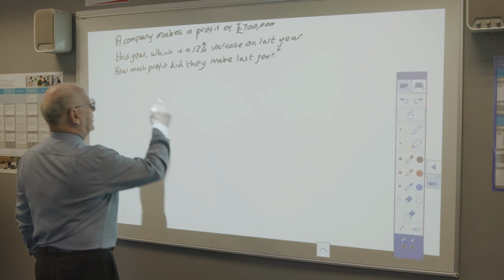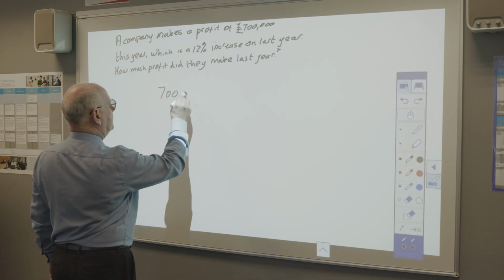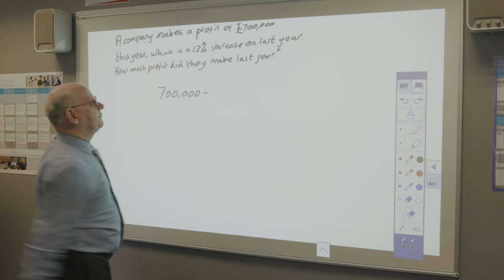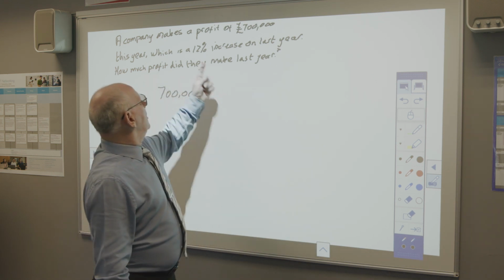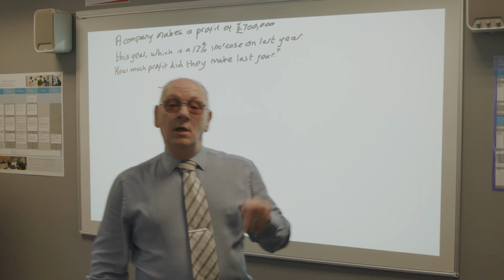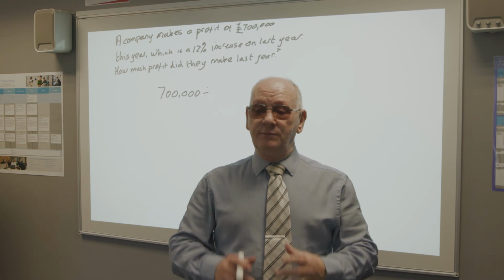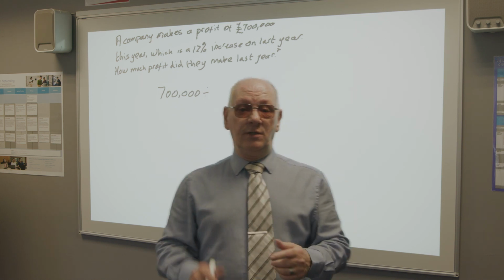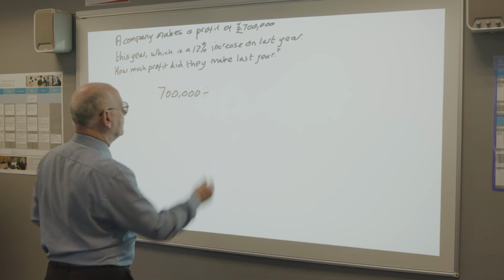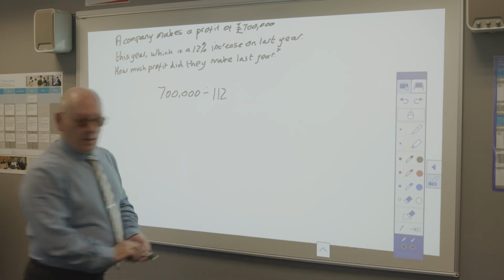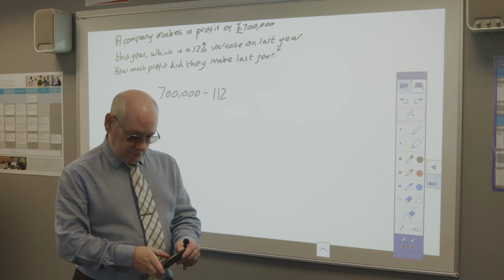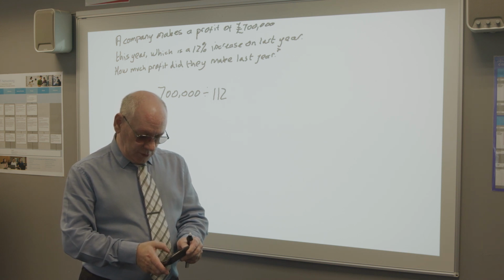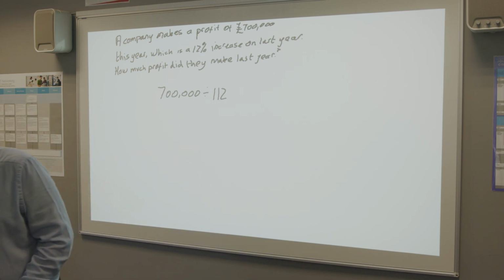So, you take the £700,000 and you divide it by 100% for last year's profit plus 12%. 100%, that's all of last year's profit, plus a 12% increase for this year. So you're dividing by 112. And as we've done a few videos, I've got absolutely no idea what that is. So, divided by 112, 6250.